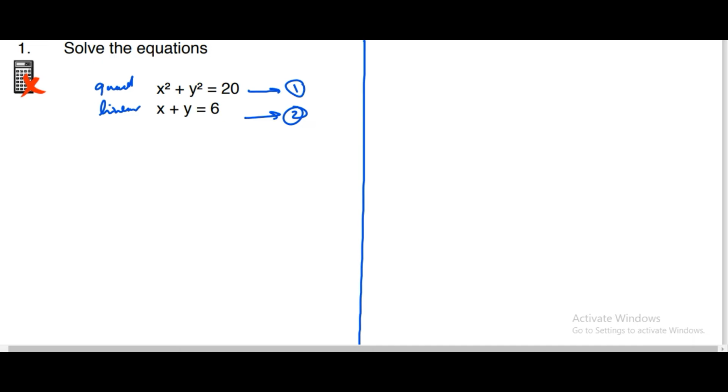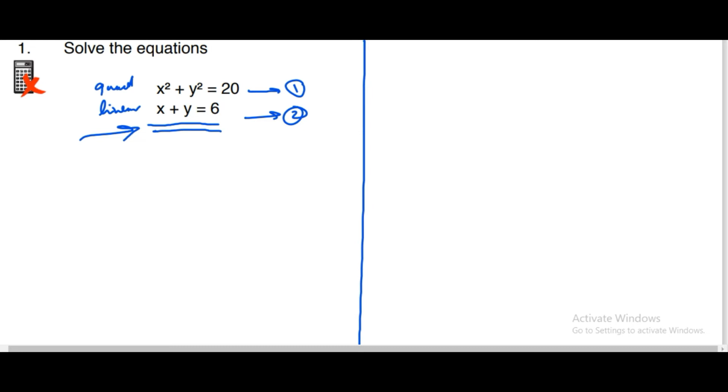We studied before that if we have two linear equations, we can use elimination or substitution. But for non-linear equations, we have only one method, which is the substitution method. The main idea of the substitution method is choosing one equation, and from this equation we make one variable the subject, and we usually choose the linear equation to get this subject.